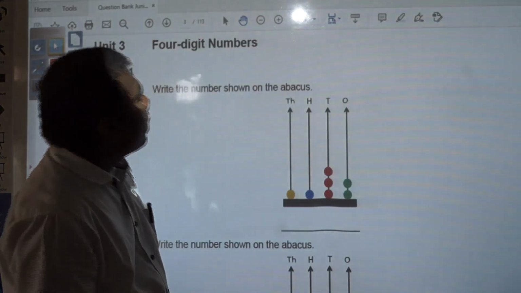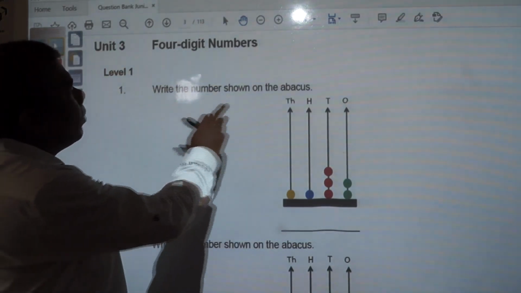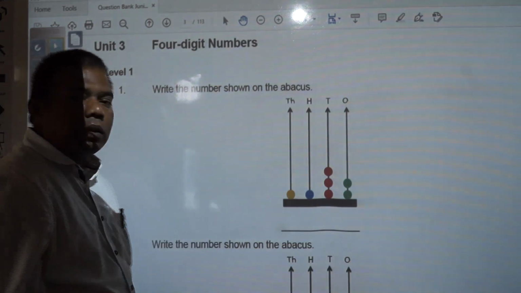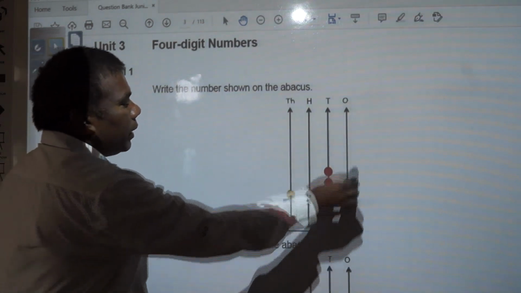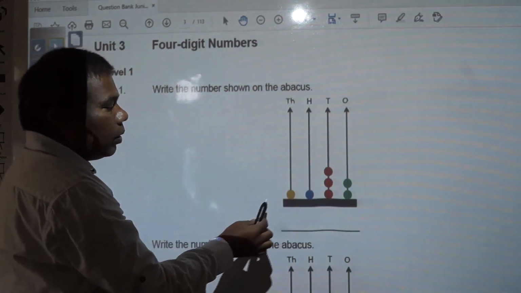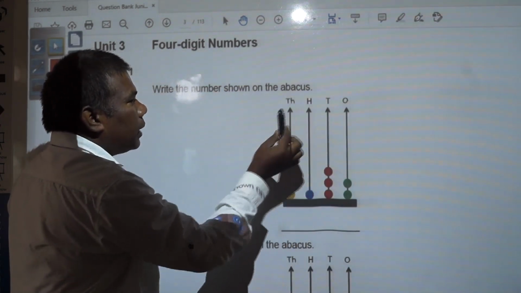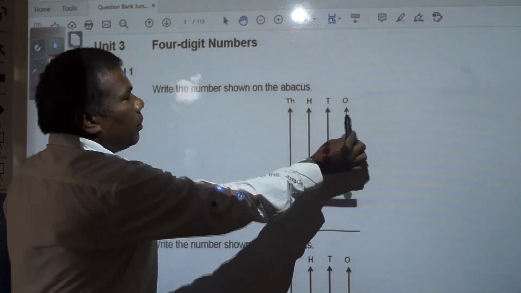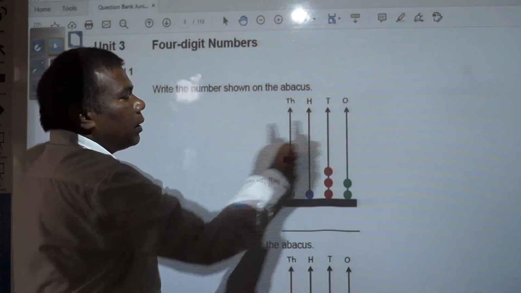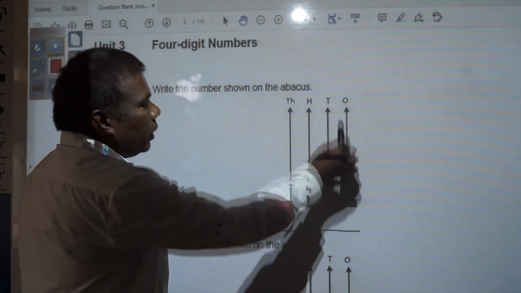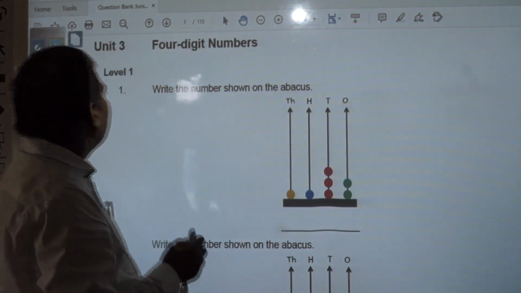So we'll start our topic, these all with examples. Here you see our first question we have: write the number shown on the abacus. Write the number shown on the abacus. This is abacus. You need to find out in ones place, in tens place, in hundreds place and in thousand place, because this makes 4-digit number. Ones, tens, hundred and thousand, it makes 4-digit number. You need to count these bits and you have to write. Already in previous classes you have done this.